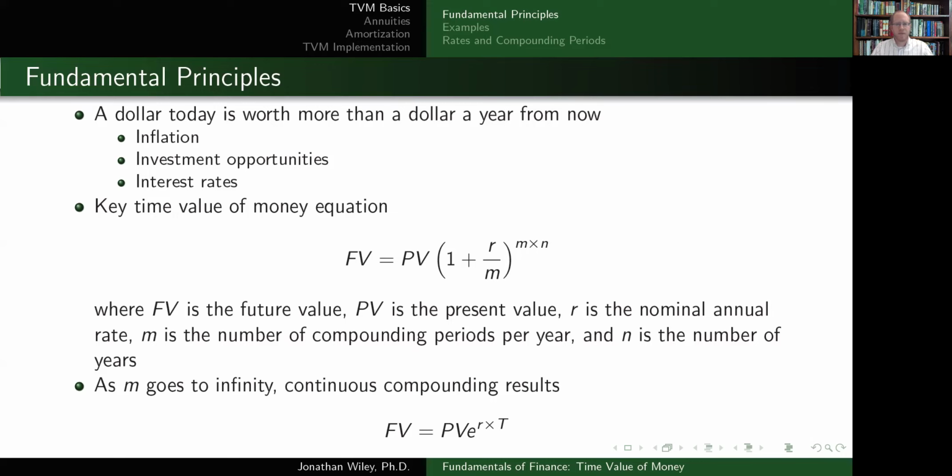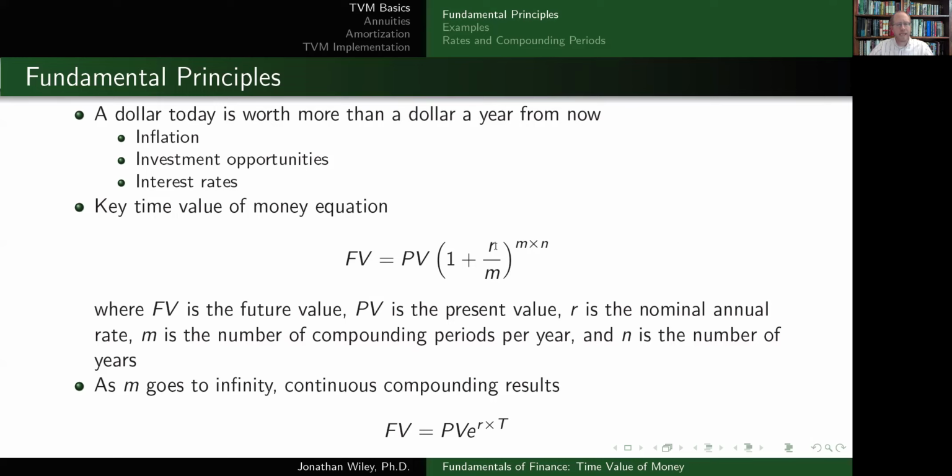And the key time value of money equation that really guides a lot of the calculations and things that you could do with time value of money is this one. And that is that the future value, or FV, is equal to the present value, or PV, times 1 plus the periodic rate raised to the number of periods. So let me walk you through this a little bit more. FV is future value. That's some amount at some point in the future. PV, some amount basically now.